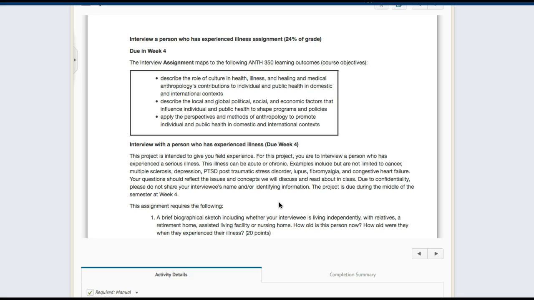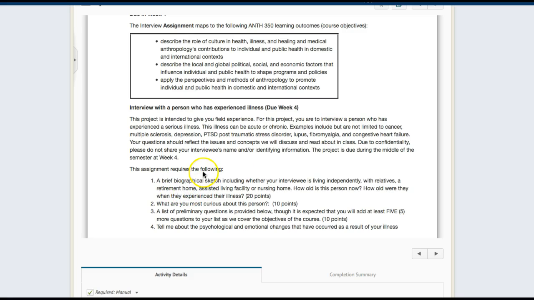It's also really important that you do not interview yourself for this assignment. So it is required that you actually interview another person. And I appreciate that you yourself might have experienced chronic or acute illness. And while it would certainly be appropriate to write a few sentences about that in your project, you absolutely must interview another person for this particular assignment. So this assignment requires the following.